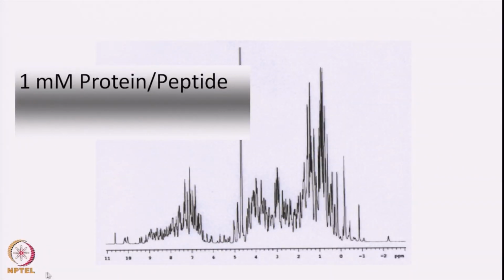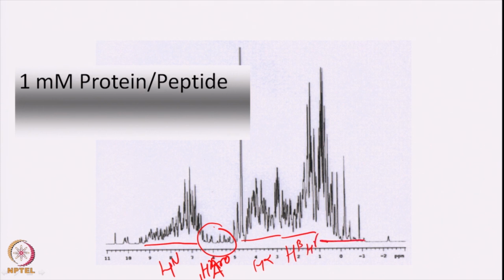So simply, if you record by solubilizing this peptide in water, say at 1 millimolar, you get a proton spectrum something like this. From this we know that these are NH protons. Here you can have aromatic protons. These are HN protons, these are H aromatic protons. These are our H alpha protons, here are H beta, H gamma protons, and these probably are H methyl protons. So we know these are the ranges for peptides.